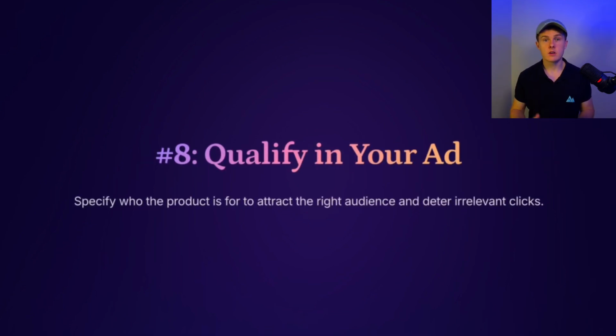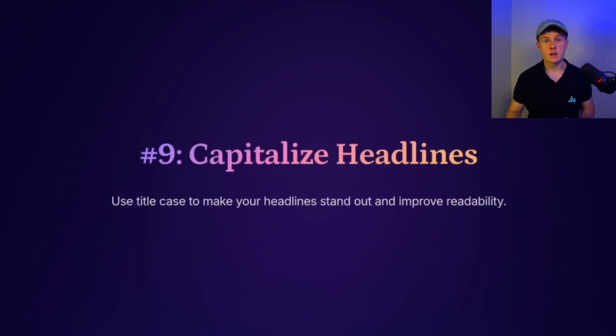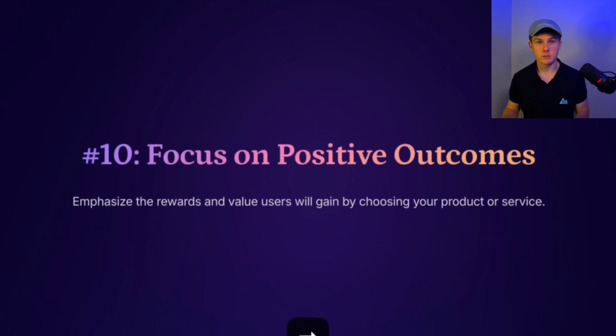Principle number 8, qualify in your ad. If your products are premium or luxury, then say this. You don't want to be wasting both clicks and budget on people who are looking for cheaper alternatives. Principle number 9, capitalize each word in your headlines. It's simple. Capitalizing each word helps with readability.